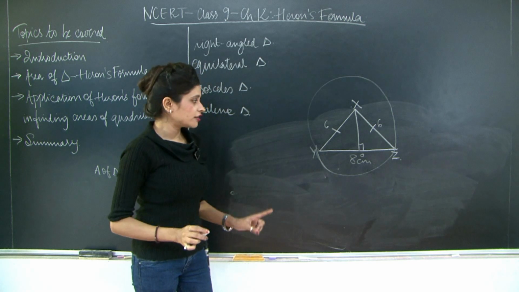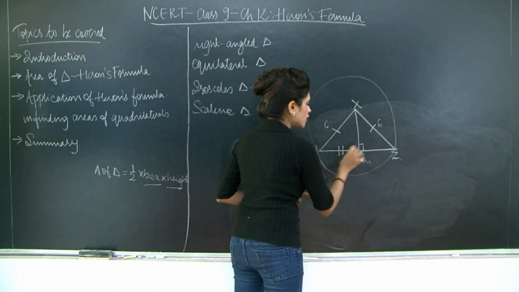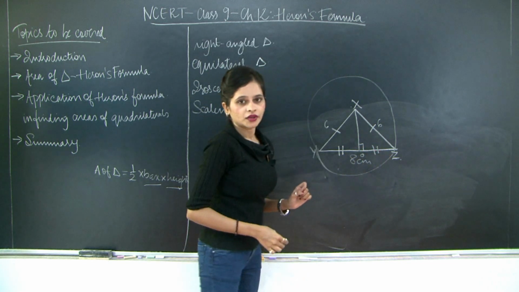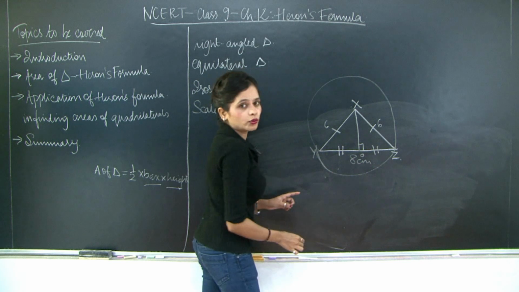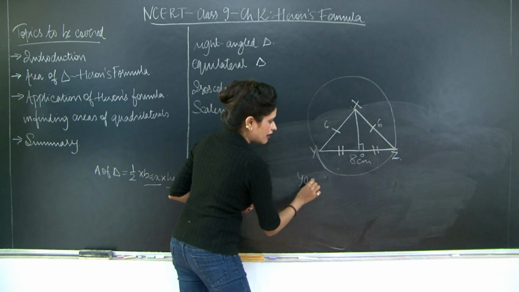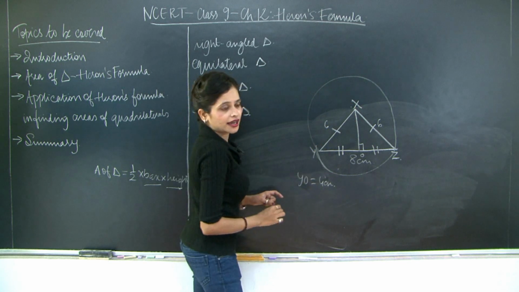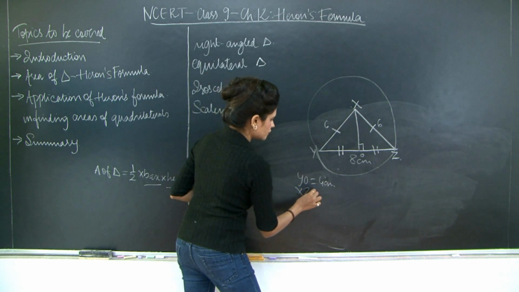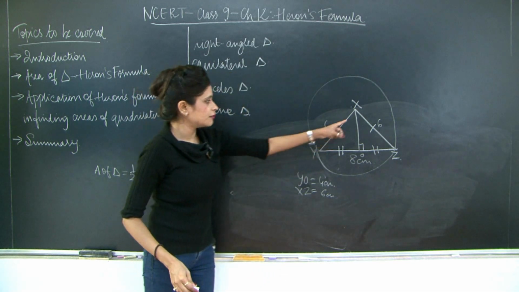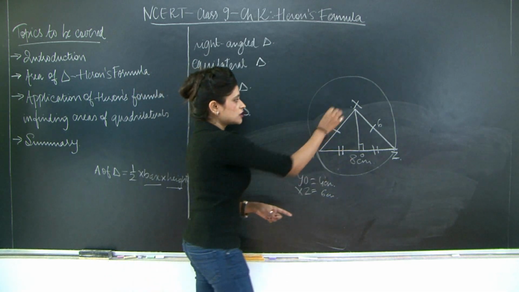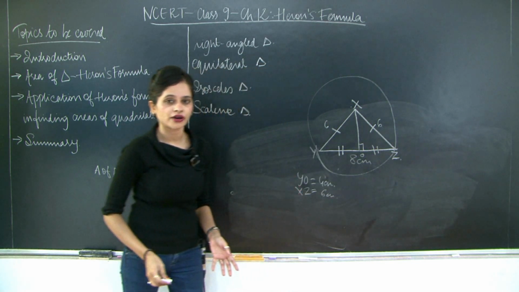Now the perpendicular drawn from the center of the circle to the chord bisects the chord. So YO is equal to OZ, right? So here again you will find the length of YO, which is going to be half of YZ, which is 4 centimeters. Then you have the length XZ, which is 6 centimeters. Using Pythagoras theorem, you can find this length. Once you find this length, you have the height and you have the base. You can find the area of your triangle.